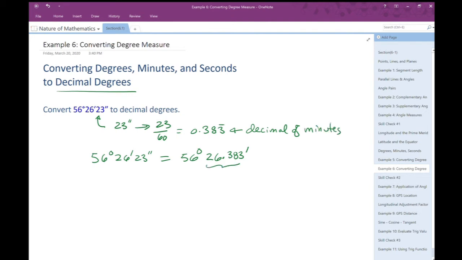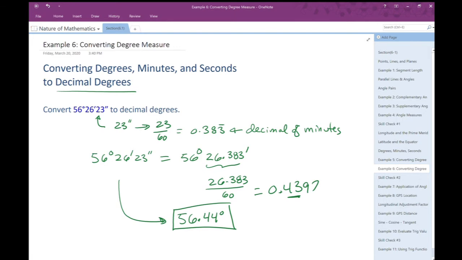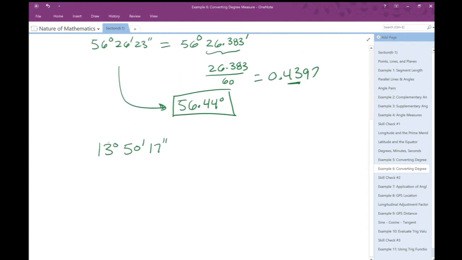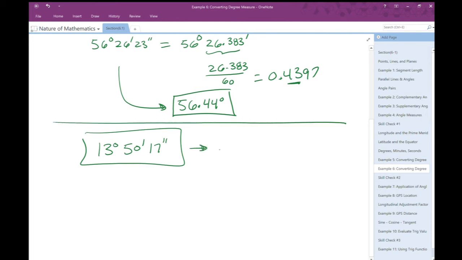Now we want to convert this to a decimal of degrees. So we take the 26.383 and divide it by 60. And this is equal to, what was that, 0.4397. So now we can say that this is 56 point, and I'm going to round it to the hundredths place, 44 degrees. Let's do another one. 13 degrees, 50 minutes, and 17 seconds. Let's convert to a decimal.